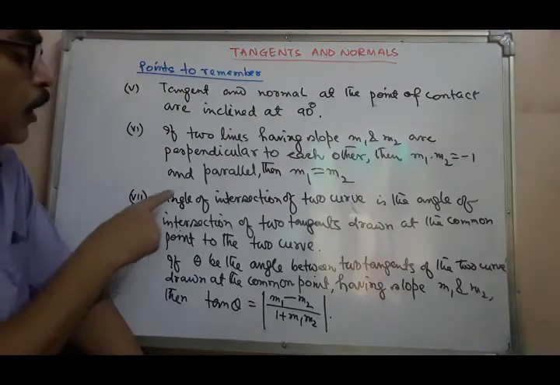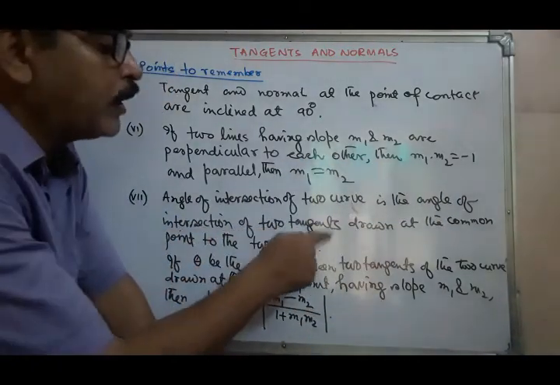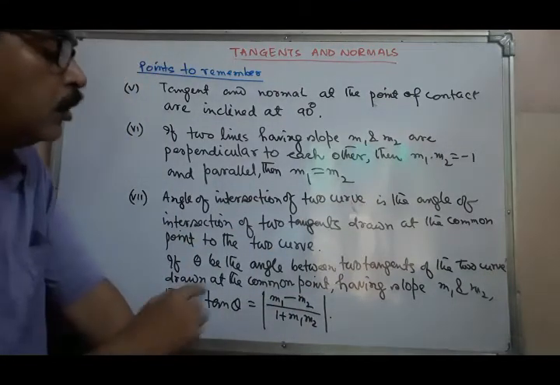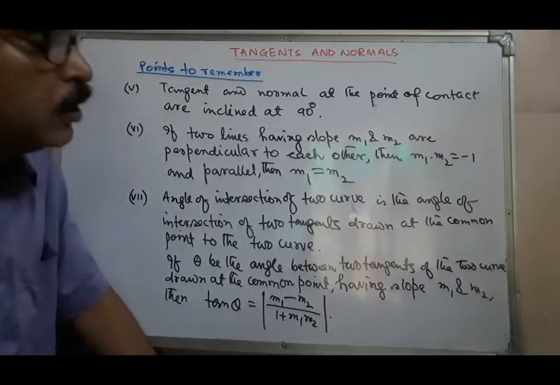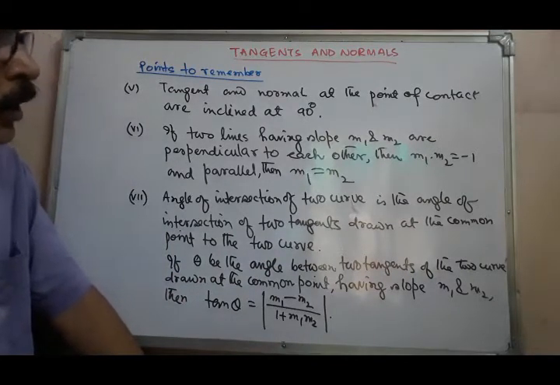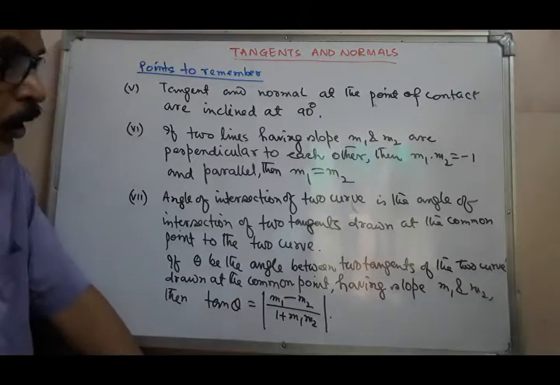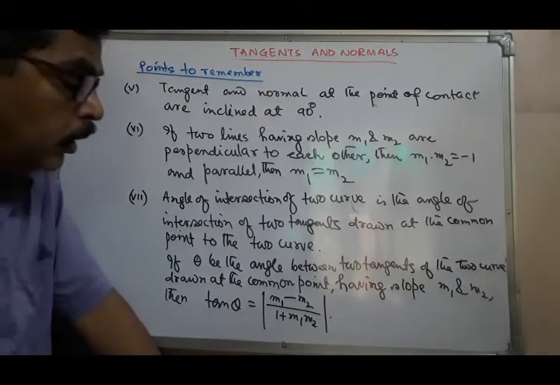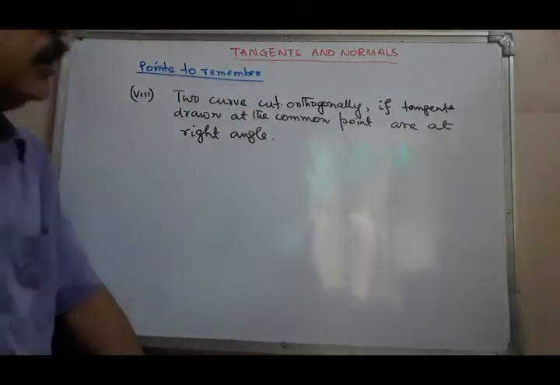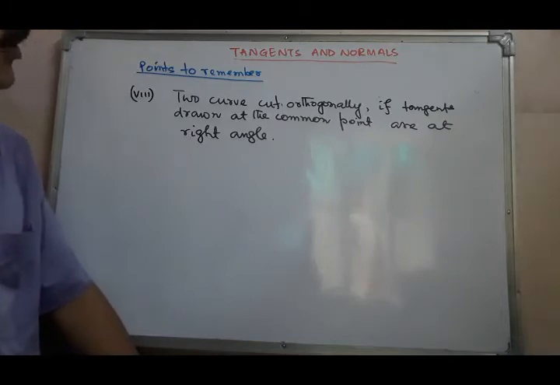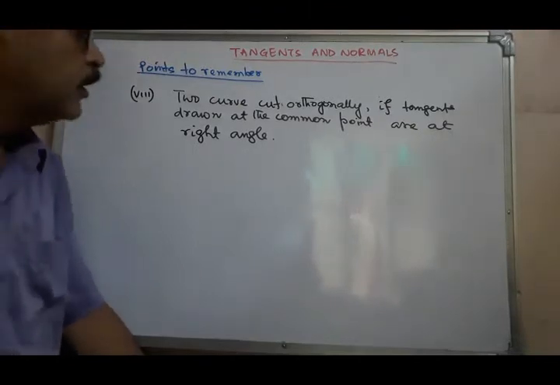Point number 7, angle of intersection of two curves is the angle of intersection of the two tangents drawn at the common point to the two curves. If theta is the angle between two tangents of the two curves drawn at the common point having slope m1 and m2, then tan theta equal to modulus of (m1 minus m2) divided by (1 plus m1 m2). Point number 8, two curves cut orthogonally if tangents drawn at the common point are at right angle. So these are the points we have to remember.